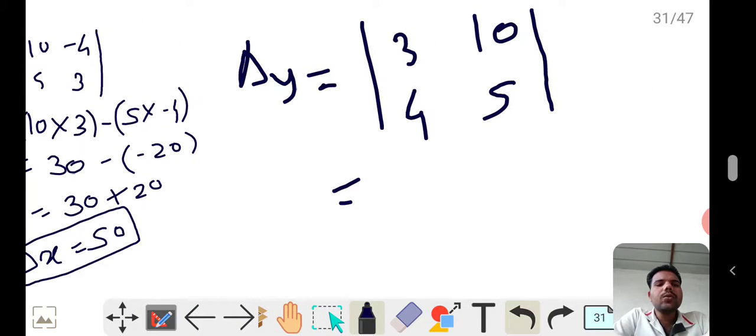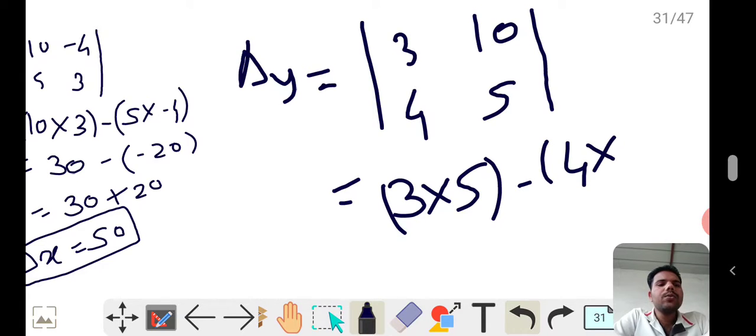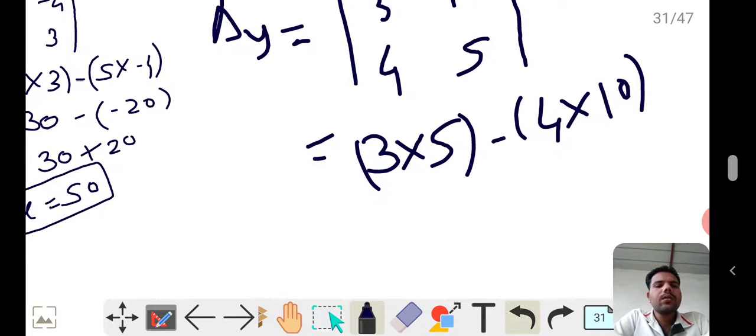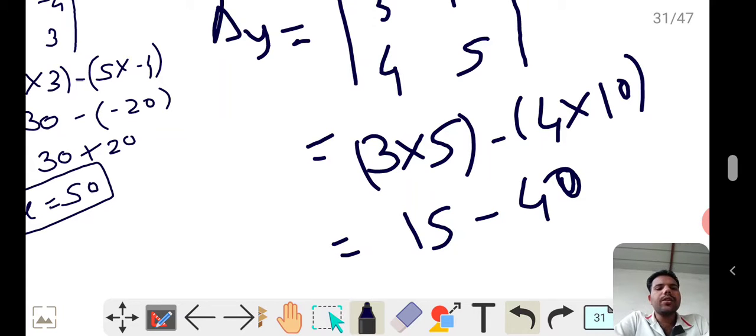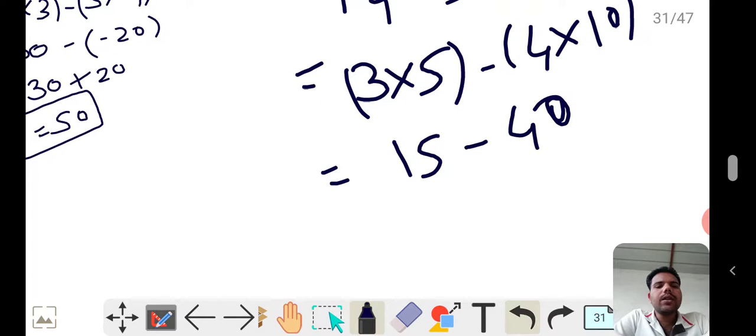So it is equal to 3 into 5, minus 4 into 10. Okay, 4 into 10. So 3 into 5 is 15, minus 4 into 10, which is 40. So delta y is equal to minus 25.